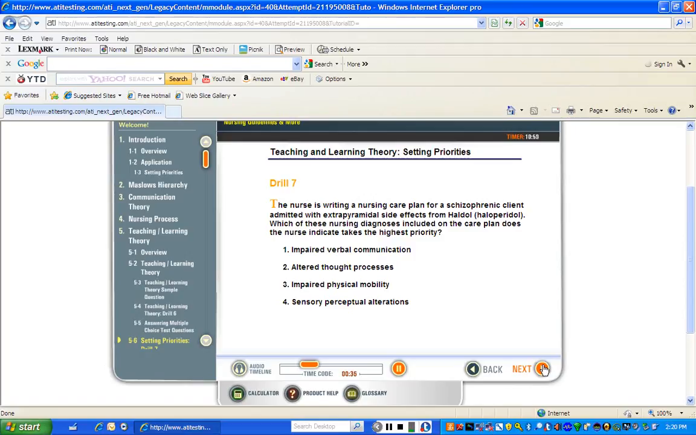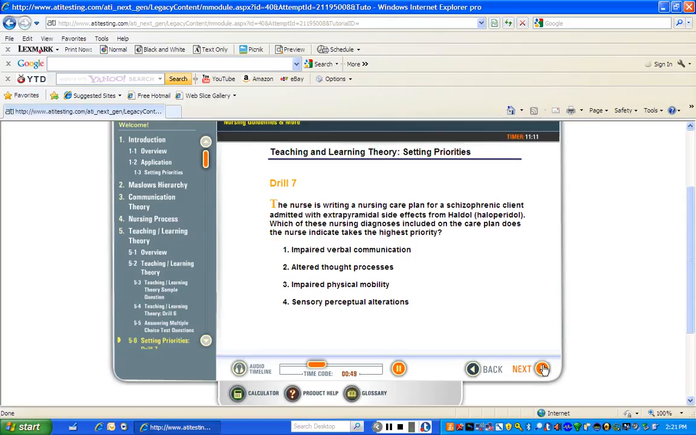Here is another good example of a priority question where at first glance not only do all the answers look right, but we know that they are all nursing diagnoses that apply to this client. We will assign question marks to all of them, then decide which nursing diagnosis is the one that takes priority.